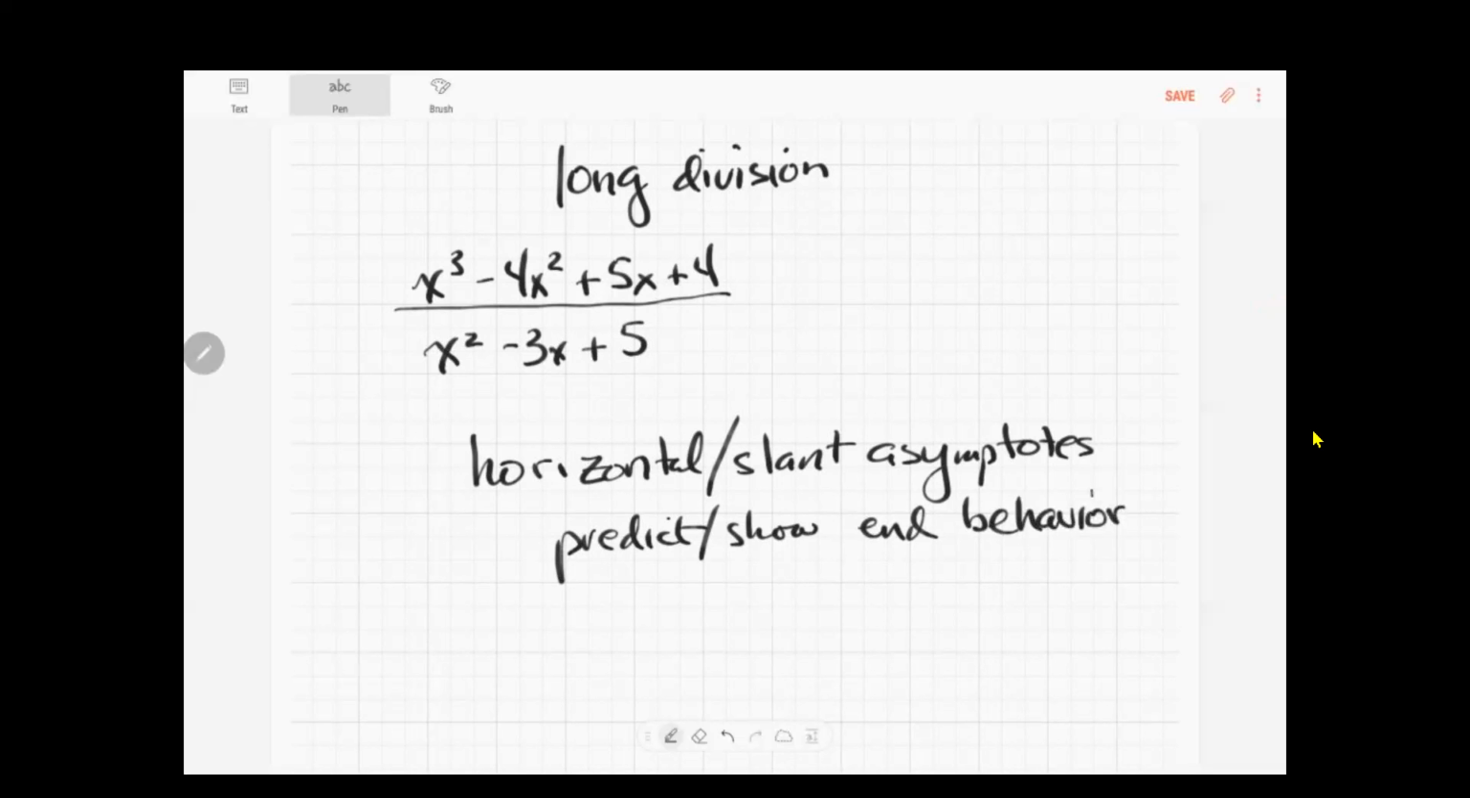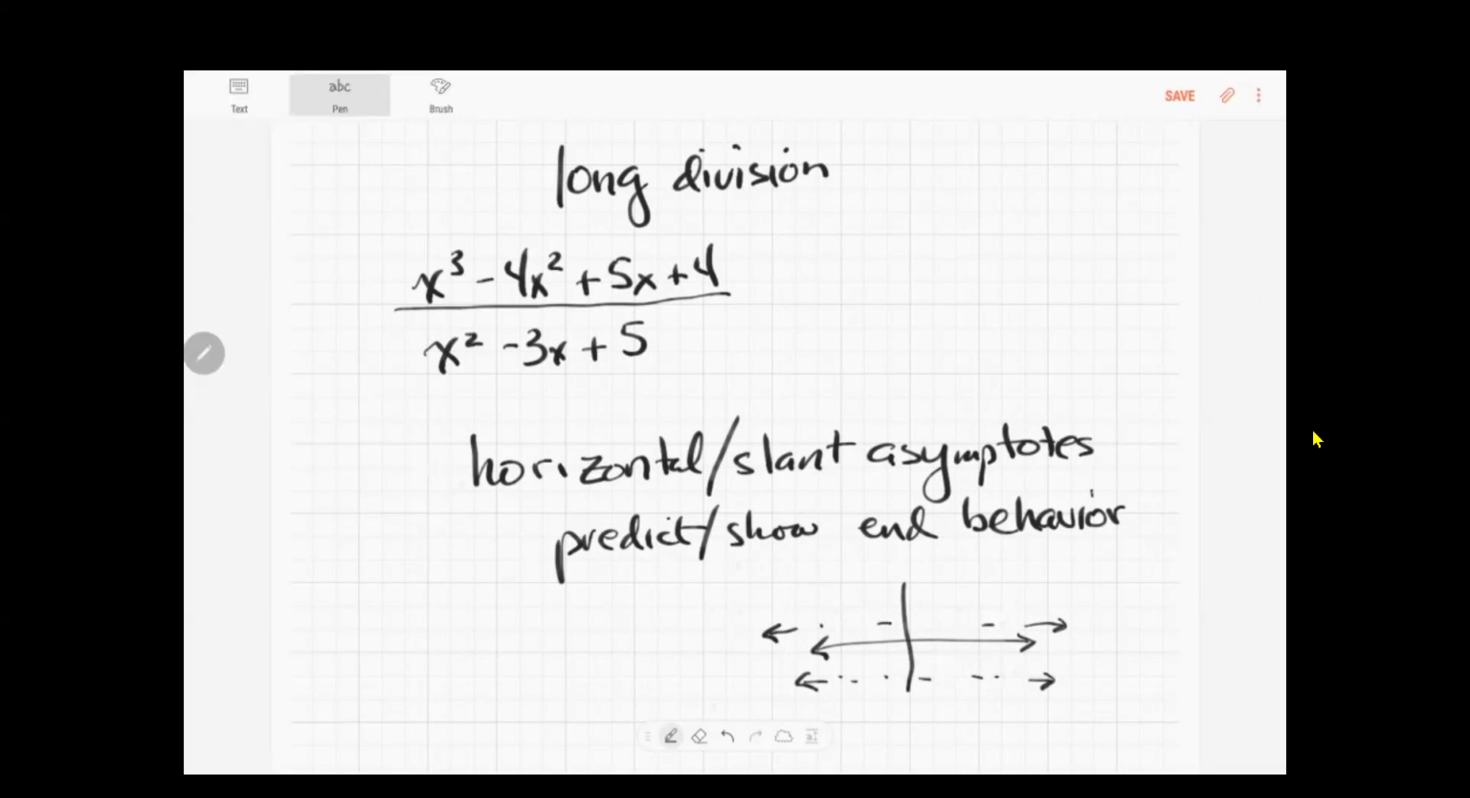Vertical asymptotes are like something that the function cannot touch. These horizontal asymptotes show us what's happening out here at the end of the graph, the end behavior, right? In the first two, the end behavior either approaches 0, or it's some line that looks like this.